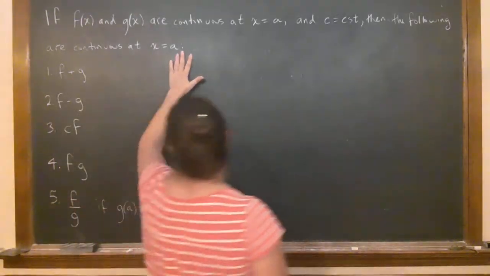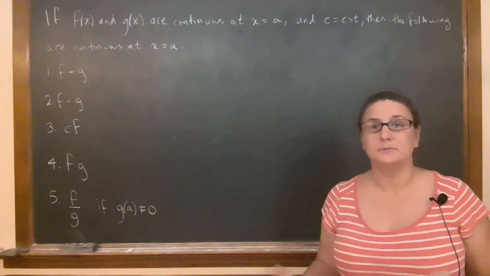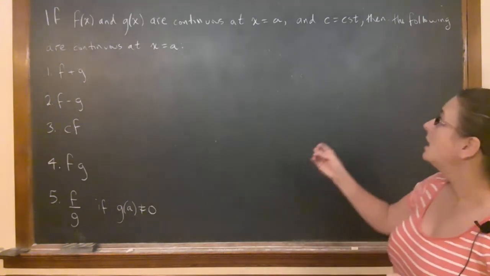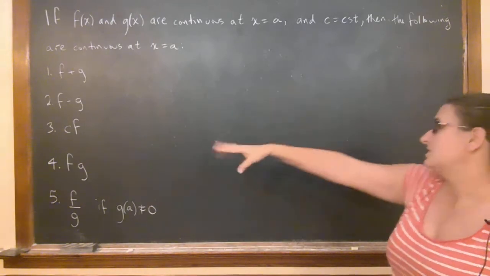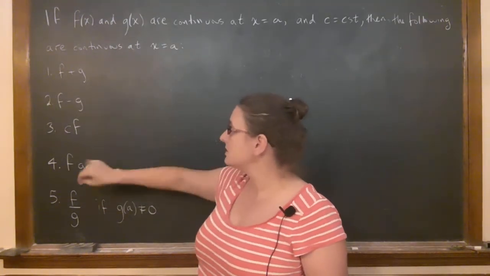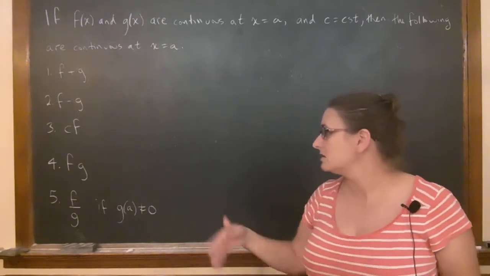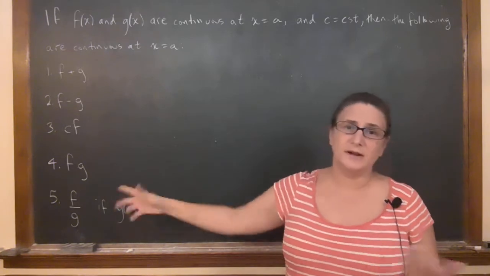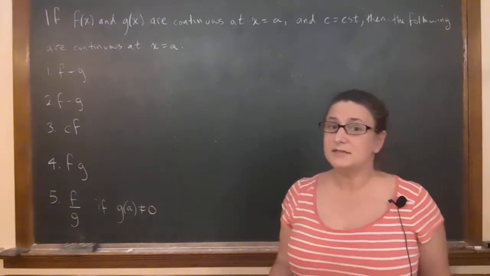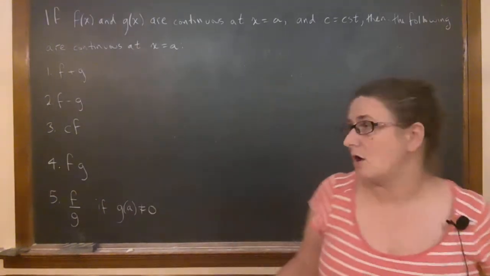So what we're saying here is that if f and g are continuous at a point a, because remember continuity is defined at a point, and of course c here is a constant, then all of these functions are also continuous at the point. The sum, the difference, multiply by a constant, multiply the functions, or divide the functions as long as I'm not dividing by 0. So that's very nice. And again, we pretty much get those for free from the limit laws.